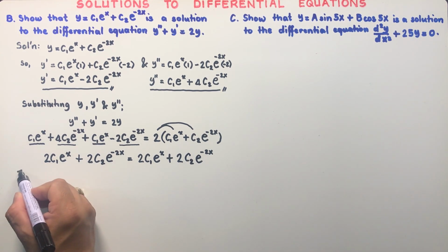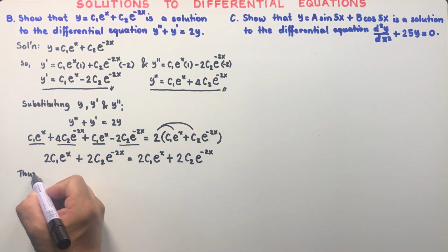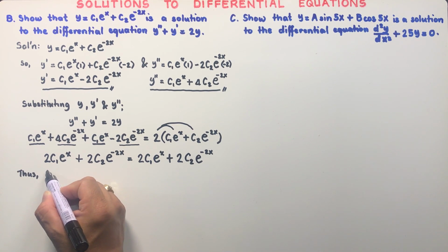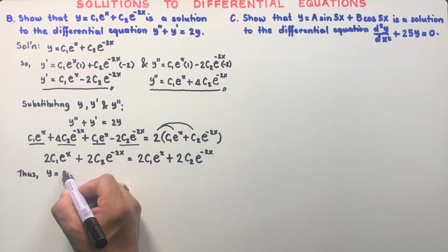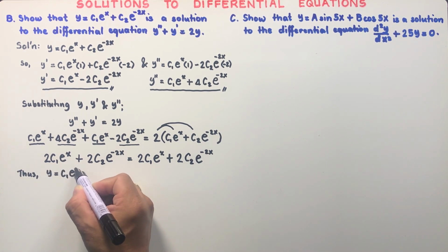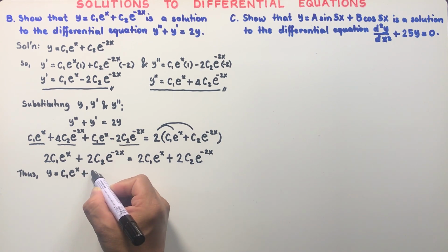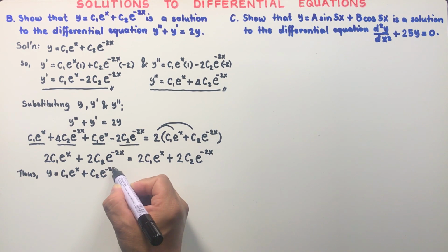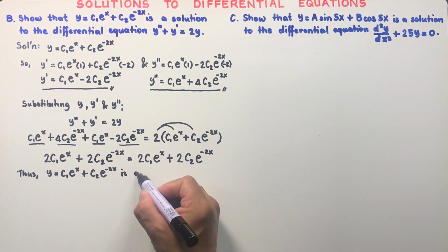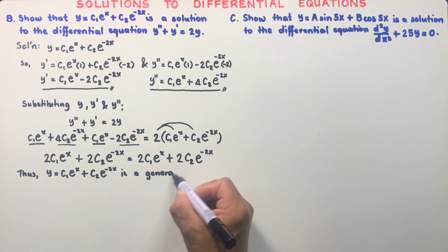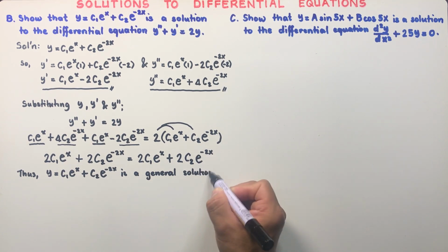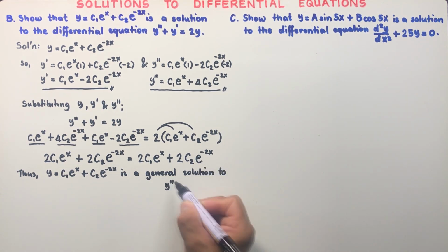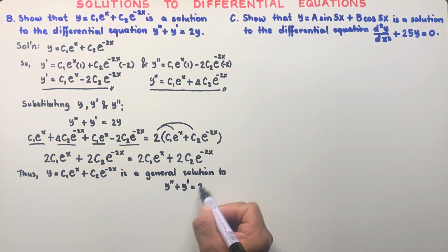Thus, we say and conclude that the function y, which is equal to c sub 1 e to the x plus c sub 2 e to the negative 2x, is a general solution to the given differential equation y double prime plus y prime, which is equal to 2y.